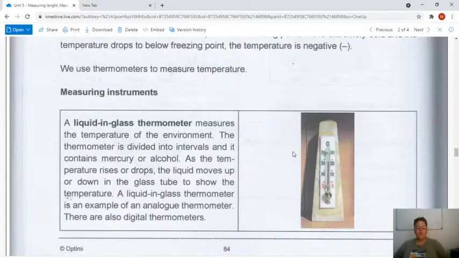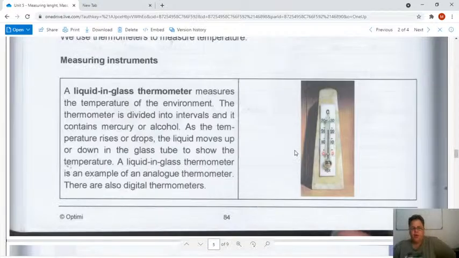Okay, we use thermometers to measure temperature. This one here, a liquid in glass thermometer, measures the temperature of the environment. The thermometer is divided into intervals and it contains mercury or alcohol. As the temperature rises or drops, the liquid moves up or down in the glass tube to show the temperature. A liquid in glass thermometer is an example of an analog thermometer.